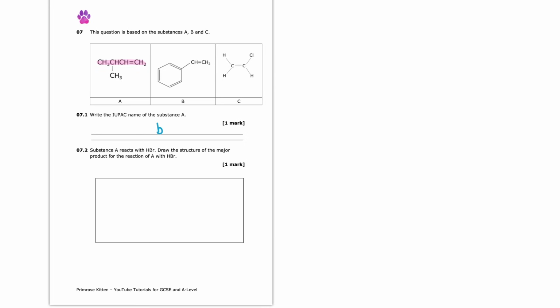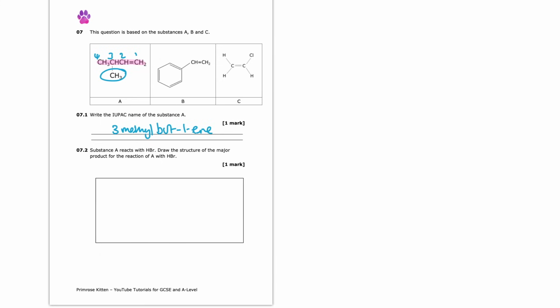So I can say that I have but-1-ene there because if we number those carbons, I can see that the double bond is attached to the first carbon. And then I can also see I have a methyl group, and I can see that that is branching off of the 3rd carbon of that chain. So I can say that here I have 3-methylbut-1-ene, and that there is going to be the name of our substance A.